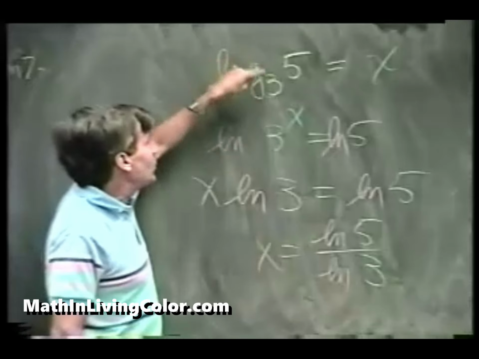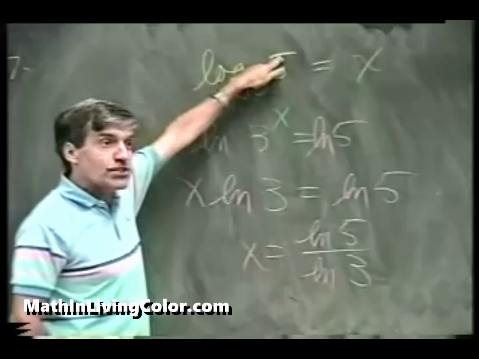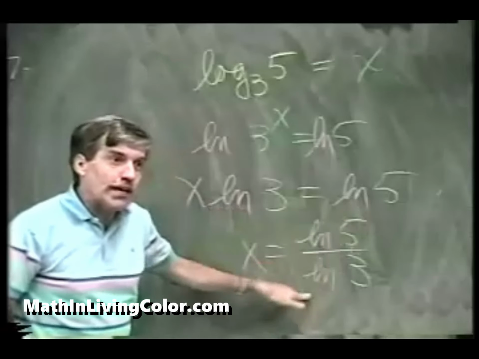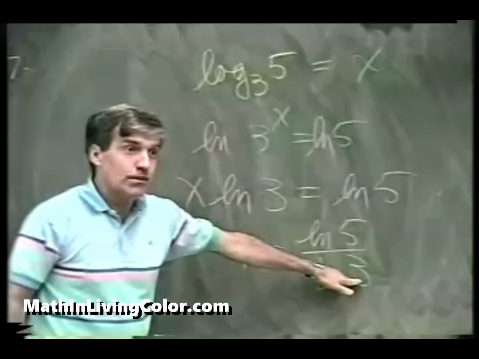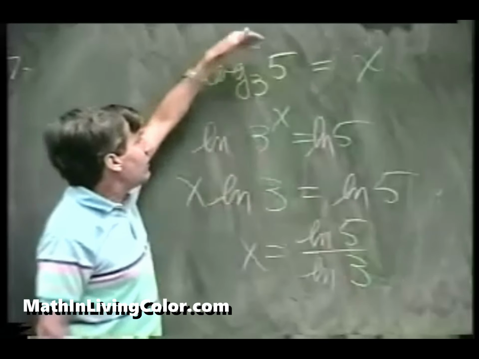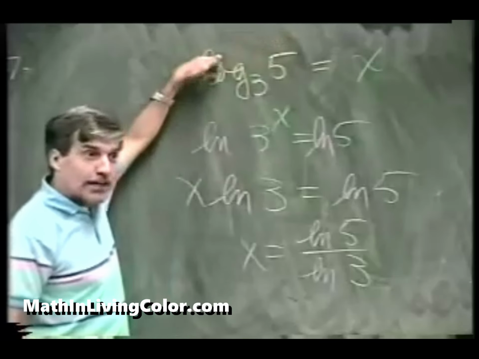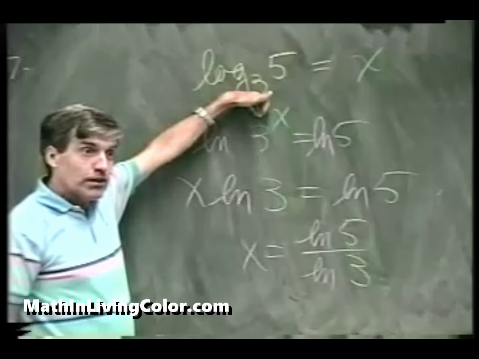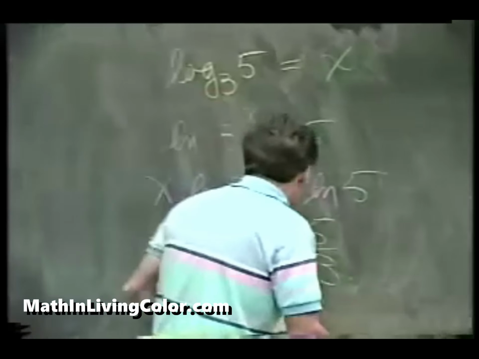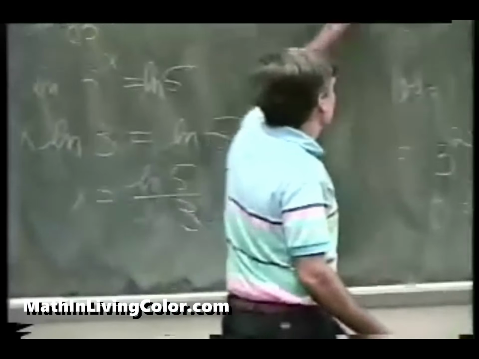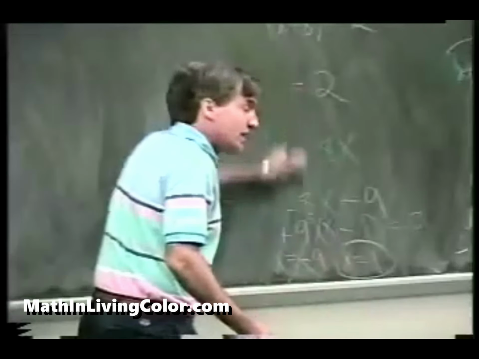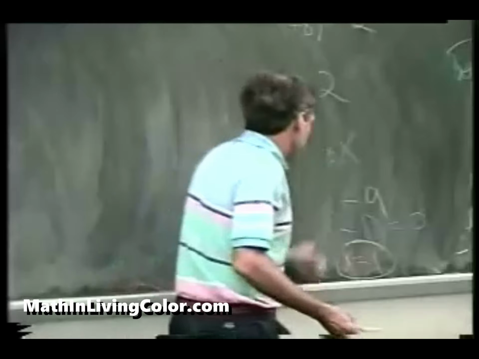Log base 3 of 5 turns out to be the ln of 5 over the ln of 3. You see that? In other words, the ln of this divided by the ln of that. Is that useful? Yes. So I was saying we have a calculator button that is missing. You don't have a log base 3 button for your calculator.